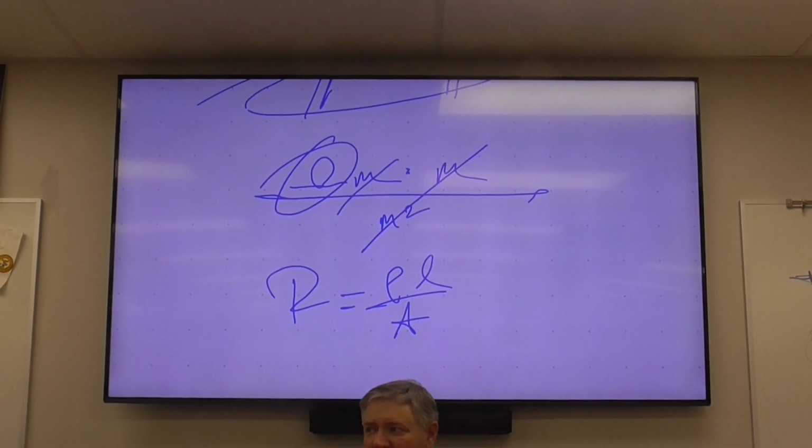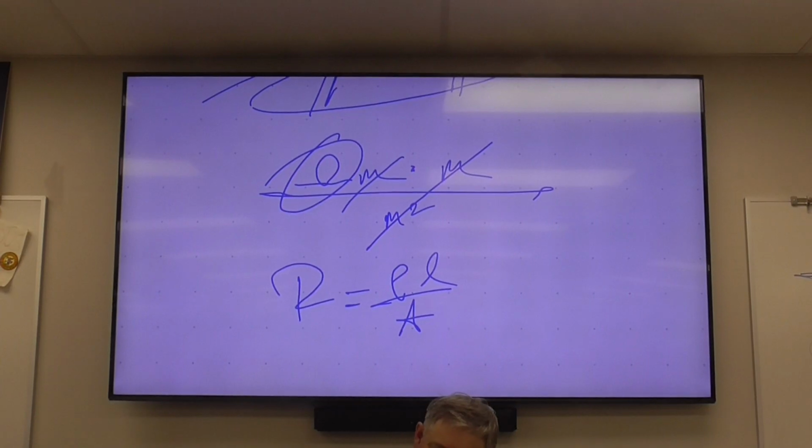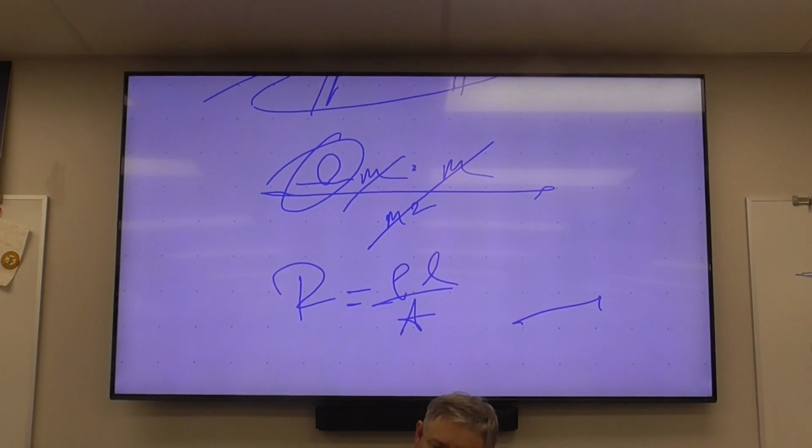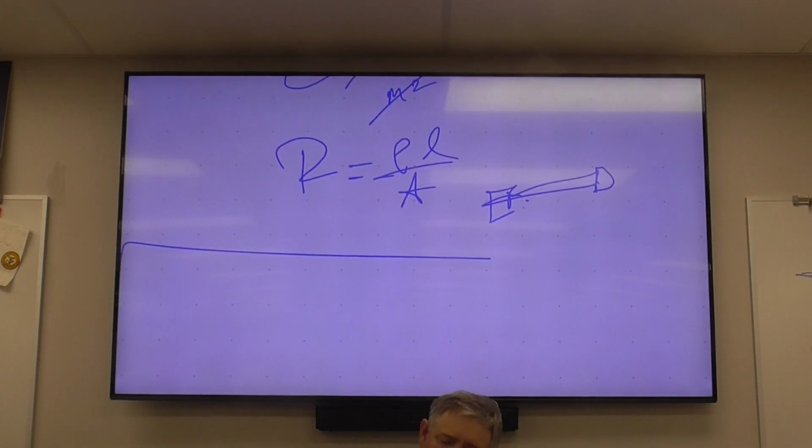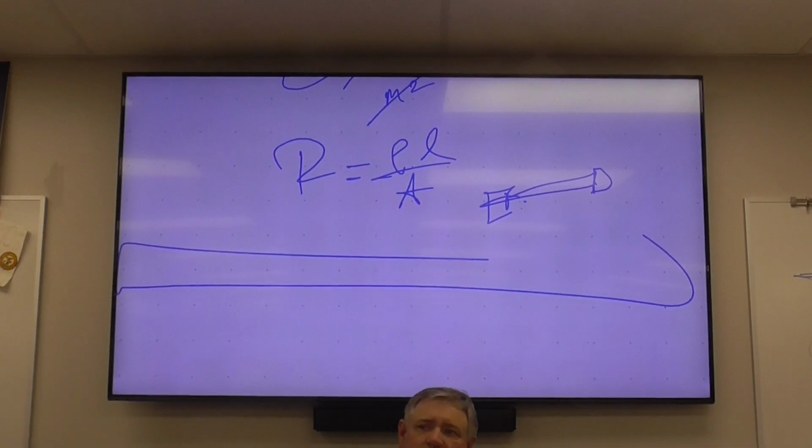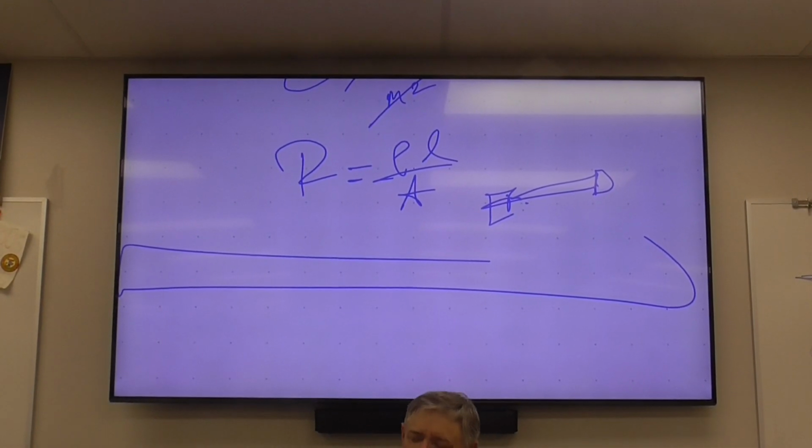You're going to charge your phone at night. You have two options. You have one where you have a short cord to charge your phone. You have another one that's 10 feet long. Which one's going to have more resistance? The 10-foot one. Yeah, the long one.